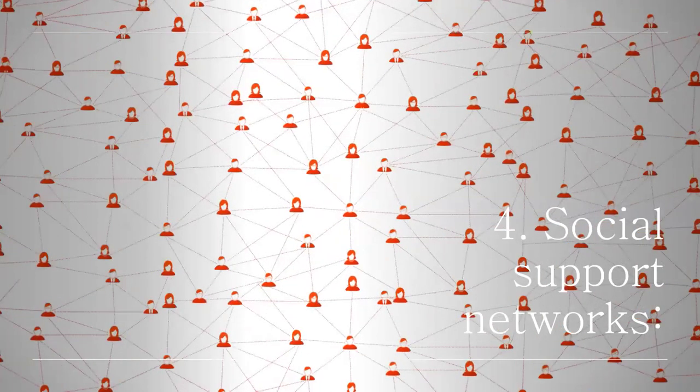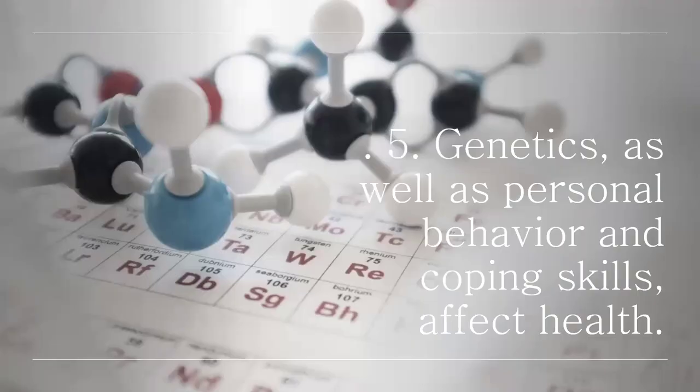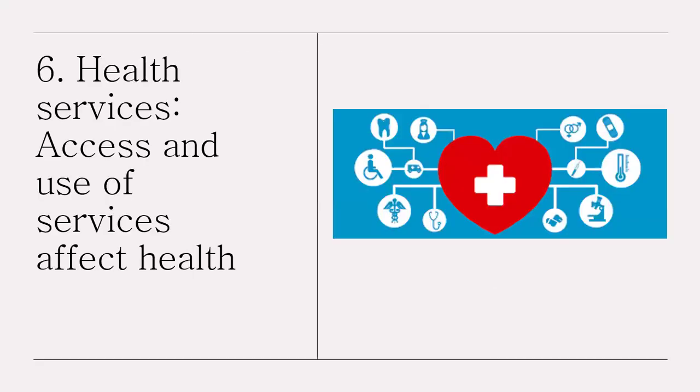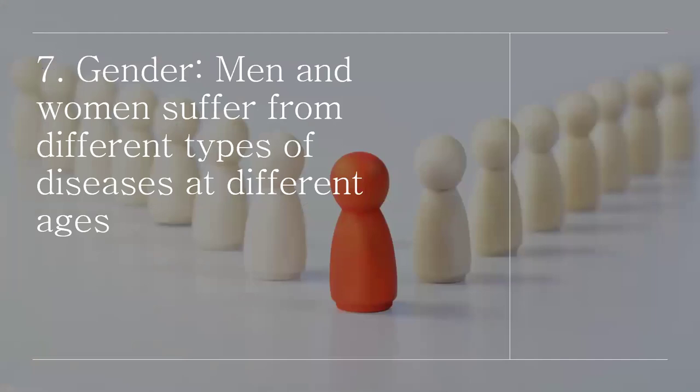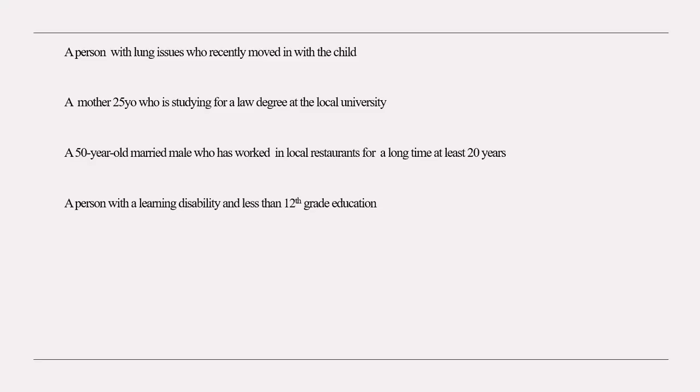Okay, social support networks. These are your family, your friends. So consider this as you are trying to determine who's most vulnerable. If someone does not have that social support network, then they are more vulnerable. Genetics, they play a part. What health services are available? Men and women suffer from different types of diseases at different ages. Who is at most risk for adverse effects?